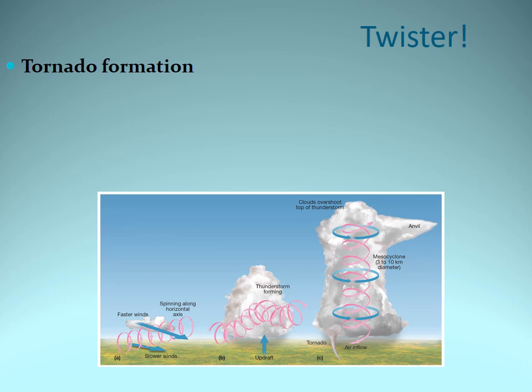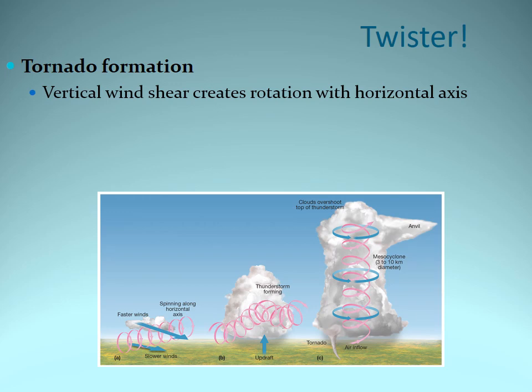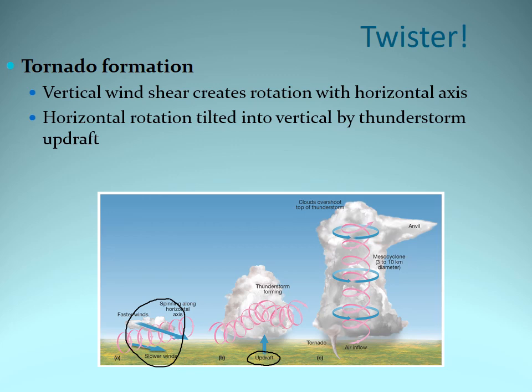So how does rotation work? Well, we have vertical wind shear that creates rotation along a horizontal axis at first. So we have this area right here. But then because thunderstorms have extremely unstable air, they can have updrafts. It's like a river of air moving up, sometimes as fast as 100 miles per hour. And if that updraft is co-located with one of these spinning columns of air, then we have our mesocyclone.